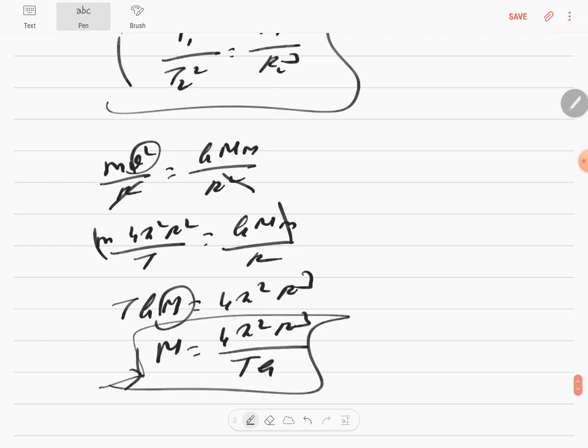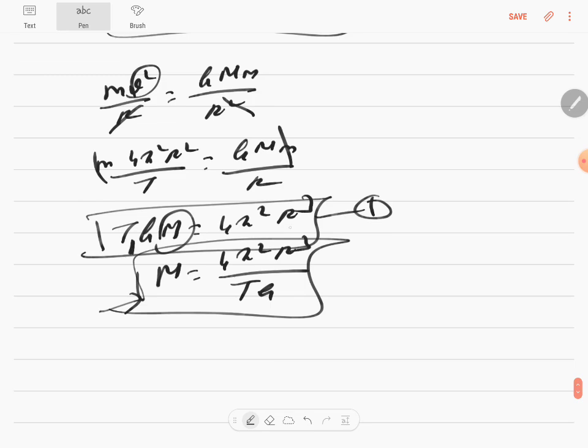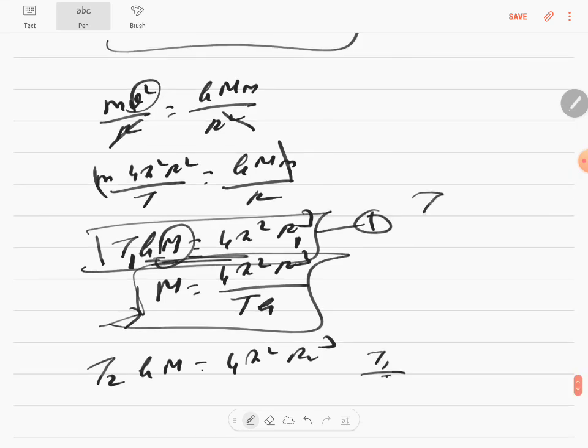This is one equation for one planet. Then you can write another equation. This is T1 with R1. Another equation: T2 square G M equals 4 pi square R2 cube. So then you get T1 by T2. Therefore these are proportional, right? Can you see? Therefore T1 square is proportional to R1 cube and T2 square is proportional to R2 cube.